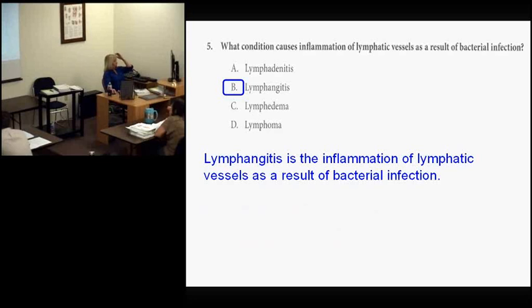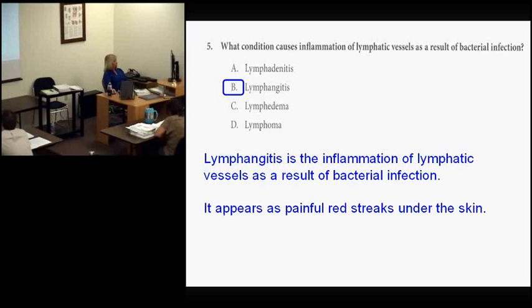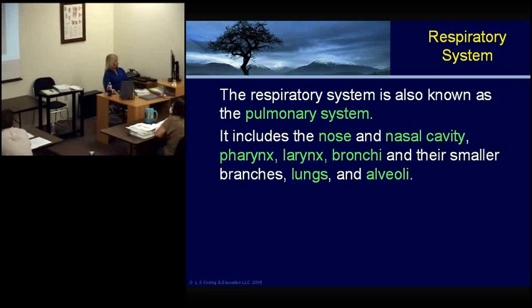So lymphangitis is the inflammation of lymphatic vessels as a result of a bacterial infection. It appears as painful red streaks under the skin. You see people say, if you get a red streak from somewhere, you've got blood poisoning. That's what that is. It's an infection, basically, caused by a bacteria that causes red streaks.